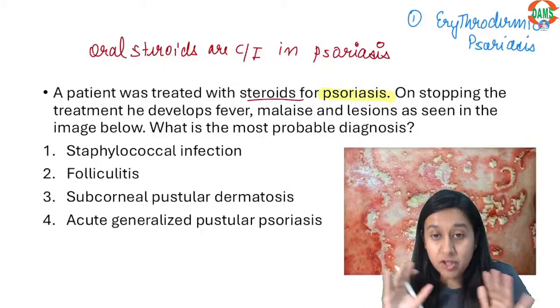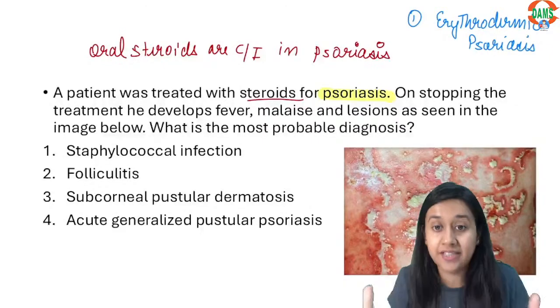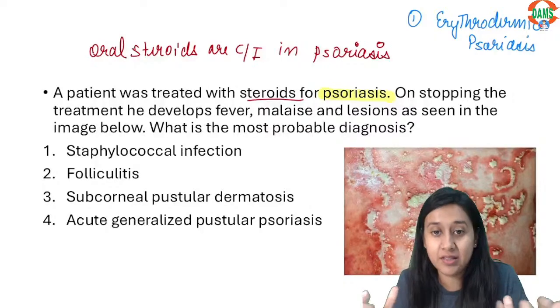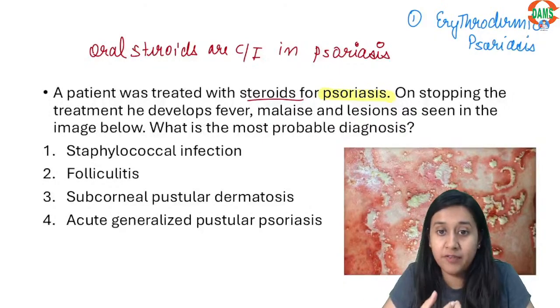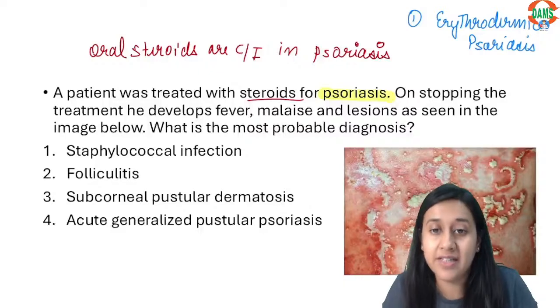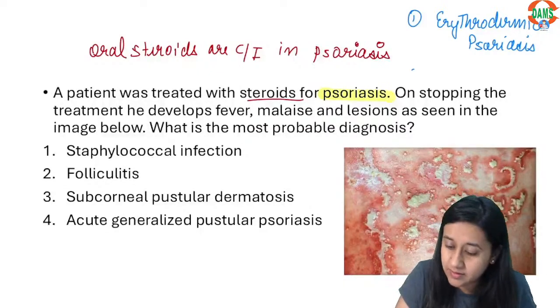What will happen when the patient stops? The lesion will become more widespread. Initially, they were only on the extensors, but on stopping, because of the rebound phenomenon, more than 90% of the body will get involved. This is known as erythrodermic psoriasis.